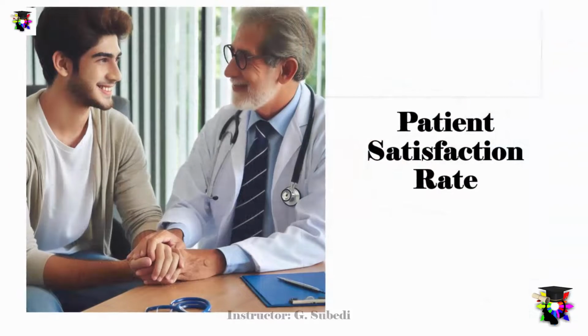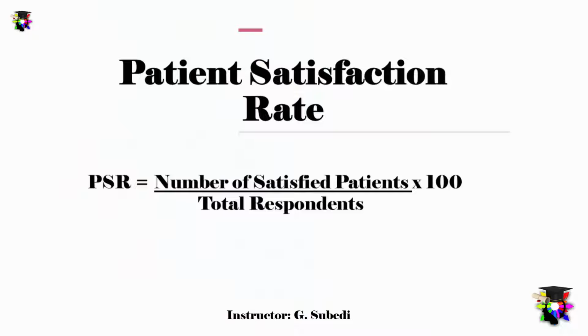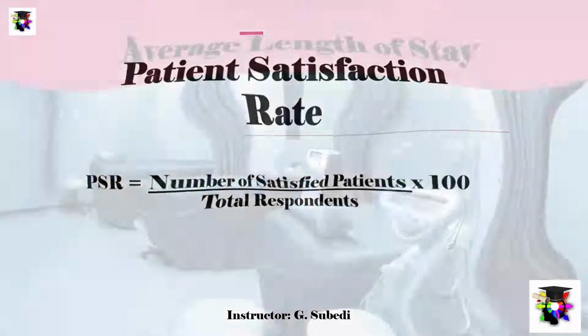The first KPI we are going to cover is patient satisfaction rate, or PSR. PSR is calculated by dividing the number of satisfied patients by the number of respondents, then multiplying it by 100. PSR reflects how satisfied patients are with the care they receive. Hospitals use PSR to identify areas for improvement in patient care services. It helps in enhancing patient experiences and loyalty.